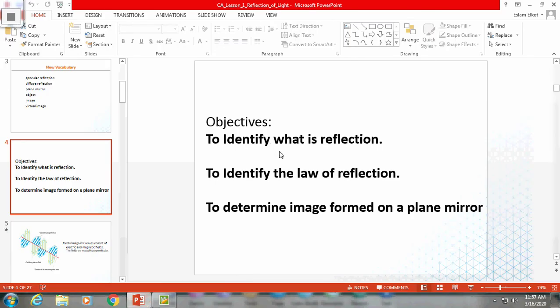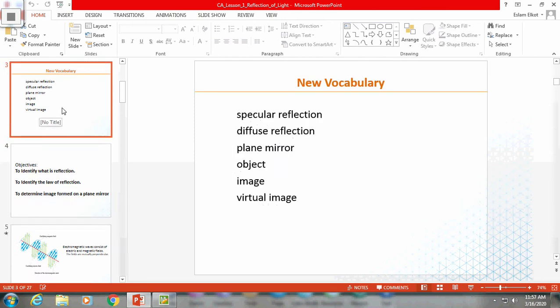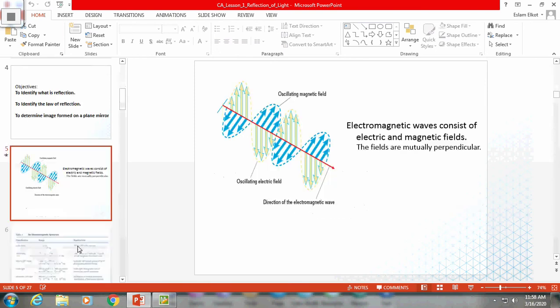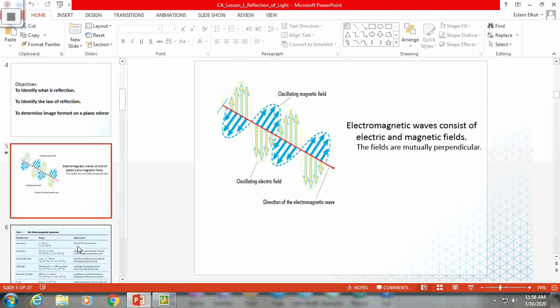Our lesson today will be about reflection of light. Today we'll start to know what is the meaning of reflection of light. Before I start, you should know light is a part of electromagnetic waves.